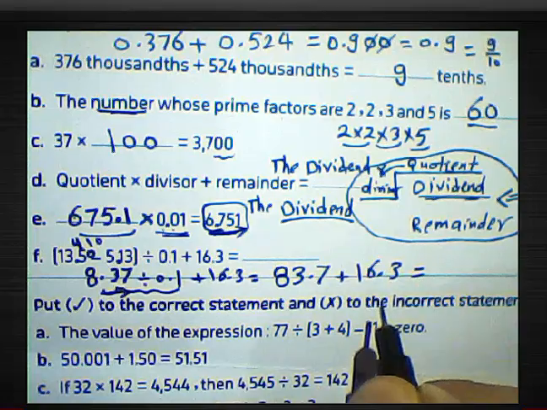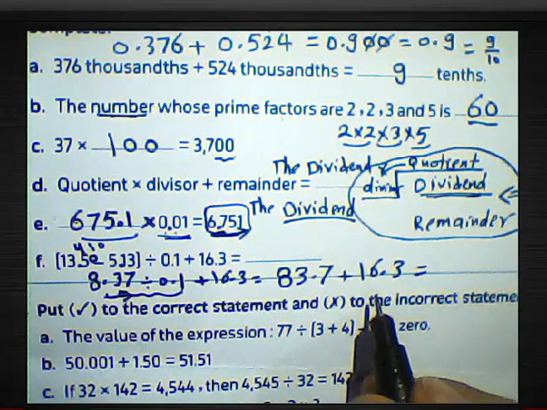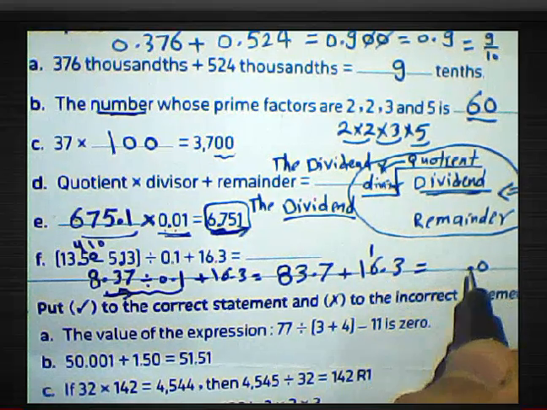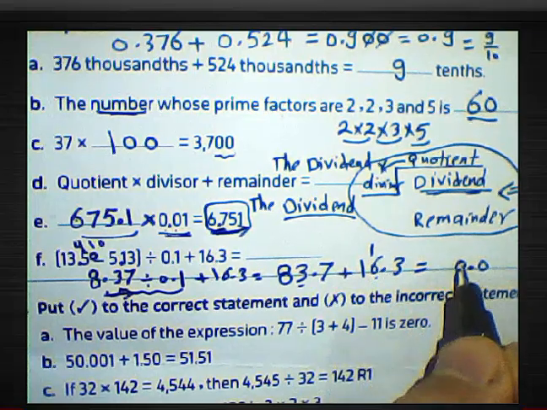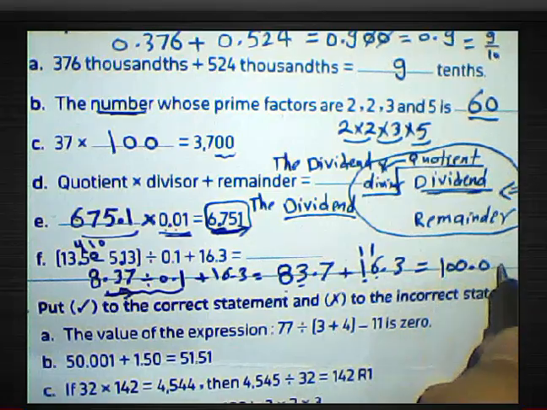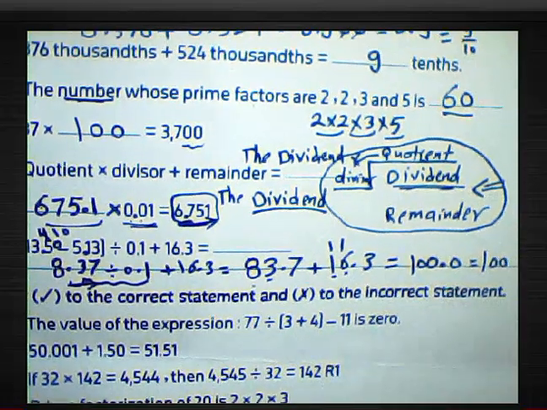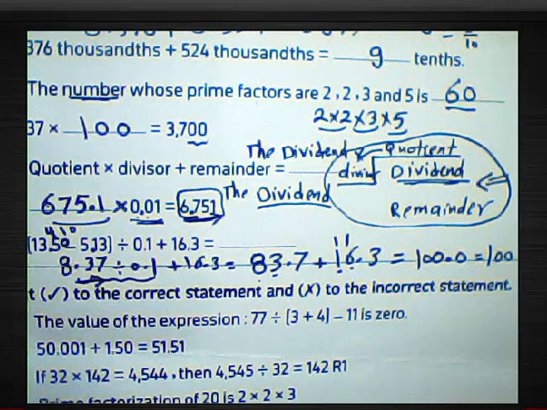16.3. 7 plus 3 equals 10, write 0 and carry 1. 6 plus 1 is 7, 7 plus 3 equals 10, write 0 and carry 1. 2 plus 8 equals 10. Then the result will be 100. The result will be what? 100. Okay, my students, understood?